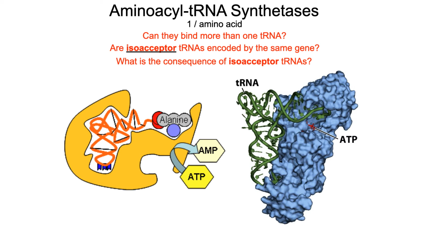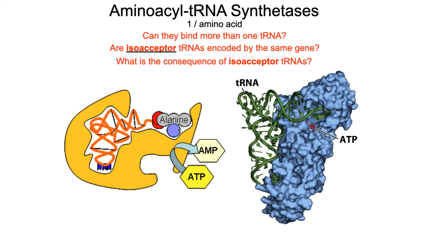Now here's the important thing. Some of these synthetases can bind more than one transfer RNA. And when we're talking about different transfer RNAs, we're also talking about different anticodons. And no matter which tRNA binds to this synthetase, it is going to be charged with alanine, which means if we have multiple tRNAs binding this synthetase, all of which are now carrying alanine, all of which have different anticodons, that means that any codon that those different anticodons can bind to encode alanine.